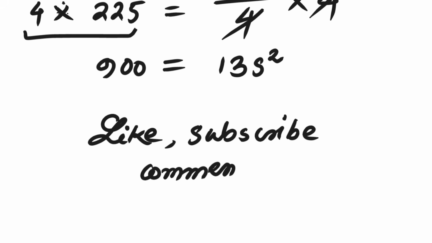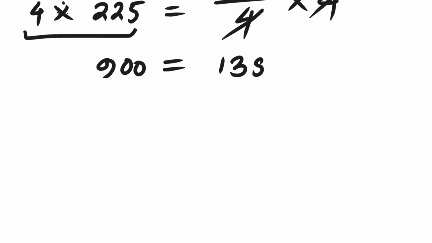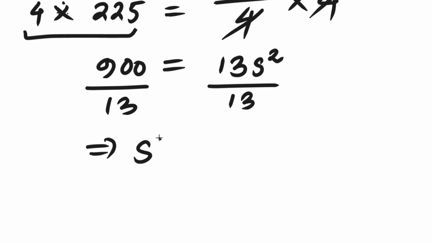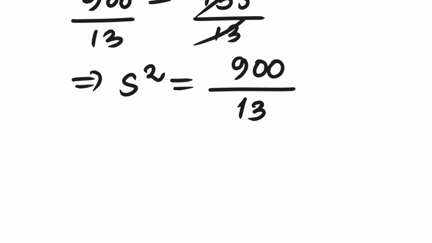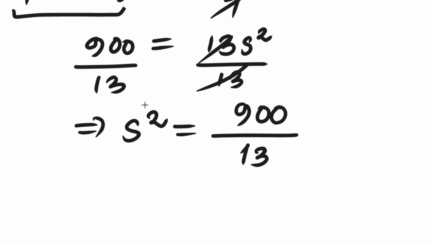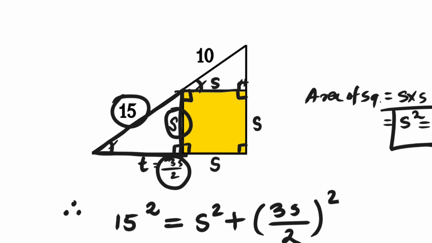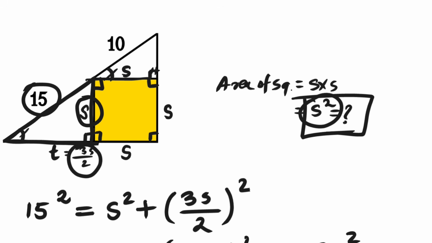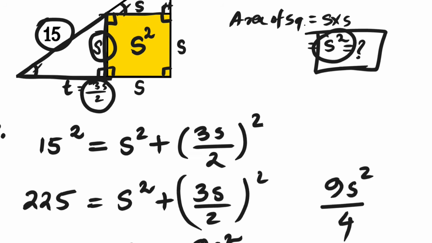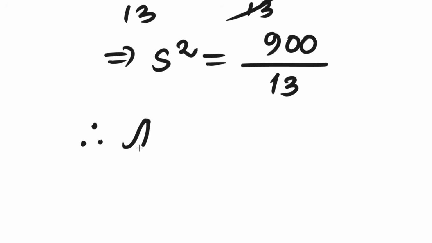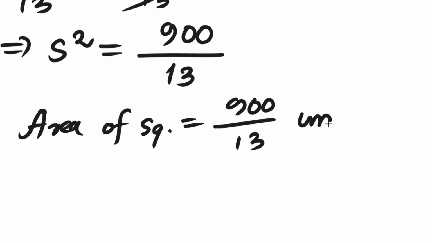Now let's finish the calculation. We need s squared, so divide both sides by 13. This gives us s squared equals 900 divided by 13. Notice something important here. We do not actually need the value of s itself because the area of the square is s squared. Earlier we established that the area of the square equals s squared. Therefore, the area of the square is directly equal to 900 divided by 13 square units.